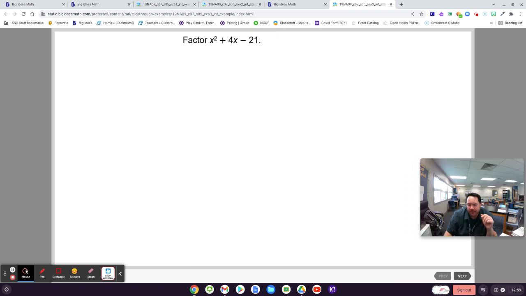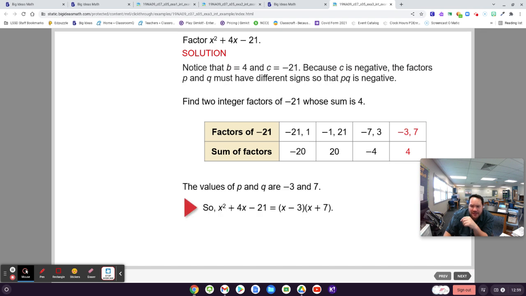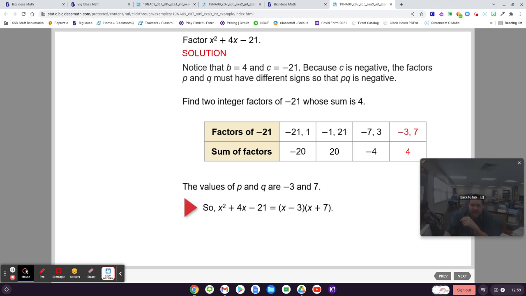Good luck. Okay, so these are the different factors that you can use to get negative 21. And keep in mind, negative 21 and 1 is different than negative 1 and 21 because the sums will be different. So when you get the sums, this is the one that adds up to 4. That's what we want for the b value. Therefore, our factors are x minus 3 and x plus 7.